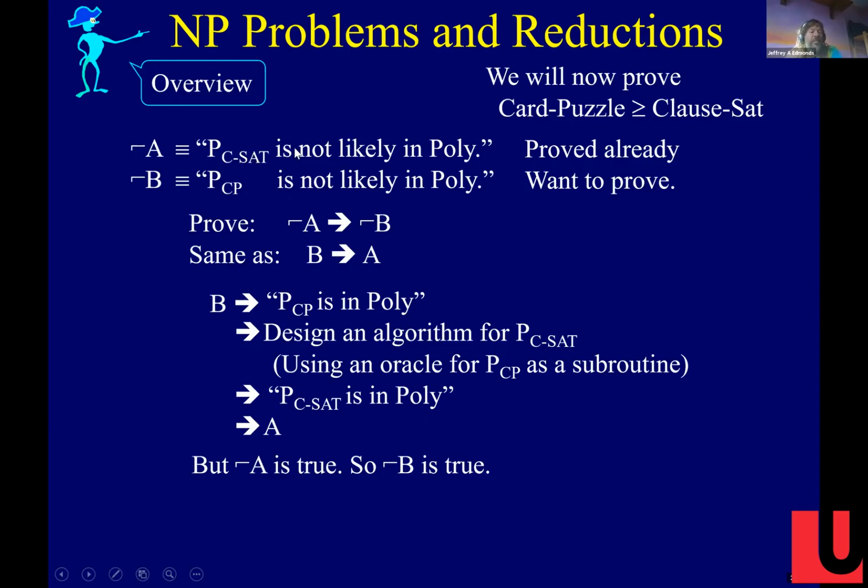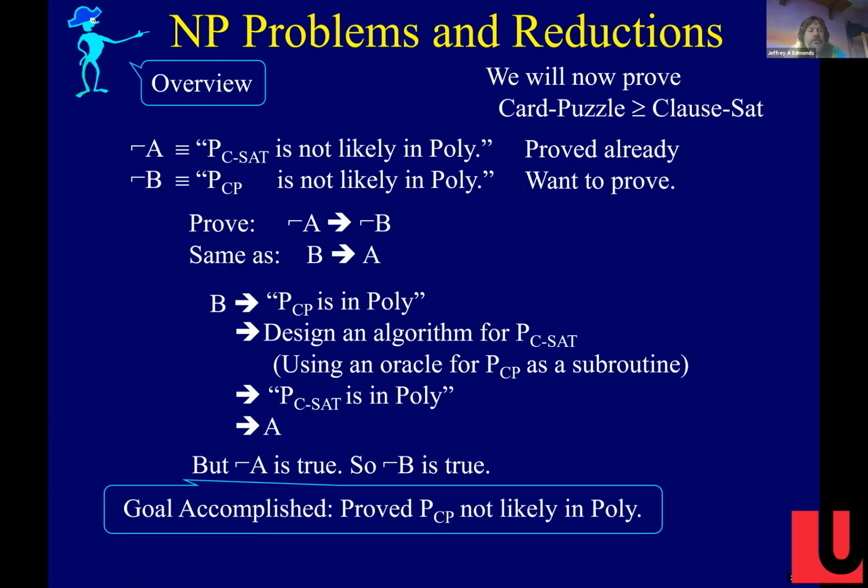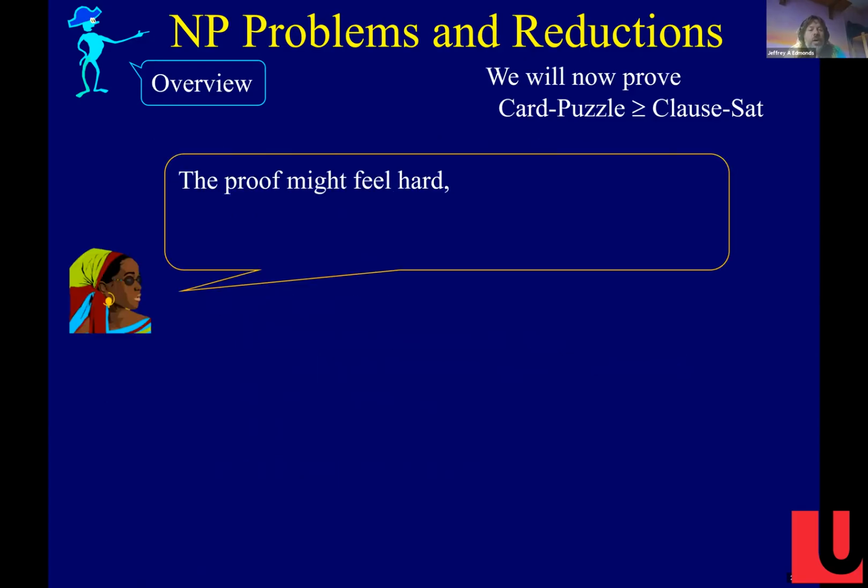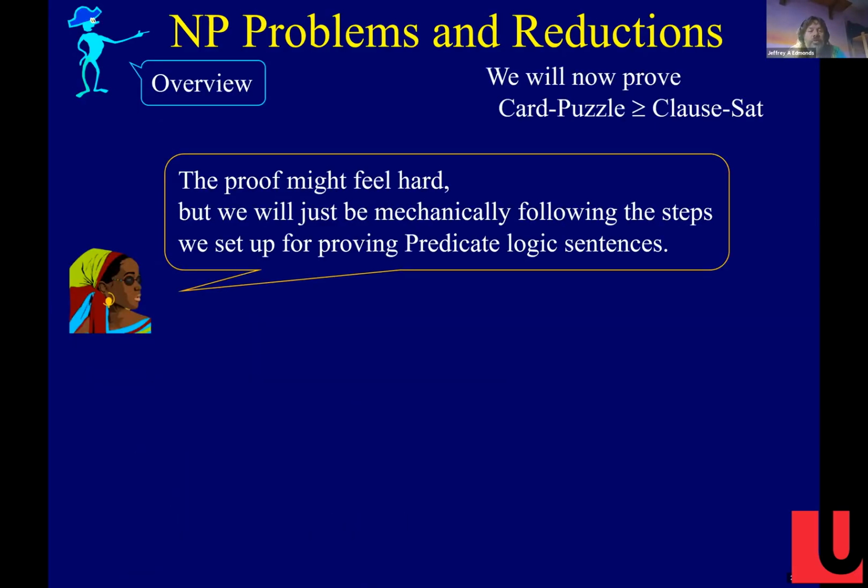We can design an algorithm for the clause problem using the card problem as a subroutine. And that gives us that the clause problem has a polytime algorithm, but we don't believe it does, right? We believe that's not true. There's not a polytime algorithm for the clause problem, and hence there's not a polytime algorithm for the card problem. Everybody get that? So the proof, hopefully you can follow these proofs. You can meditate and not get too stressed.